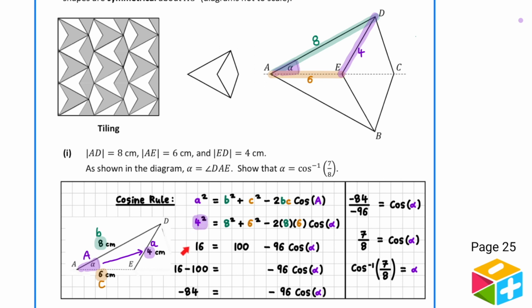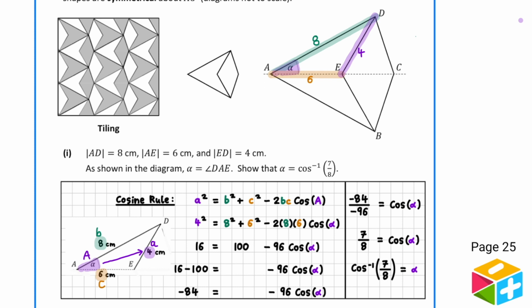4 squared is equal to 16. 8 squared plus 6 squared comes out as 100. And minus 2 times 8 times 6 is equal to minus 96. The result we need to show has alpha all by itself on one side of the equation. So the target here will be to isolate the alpha.